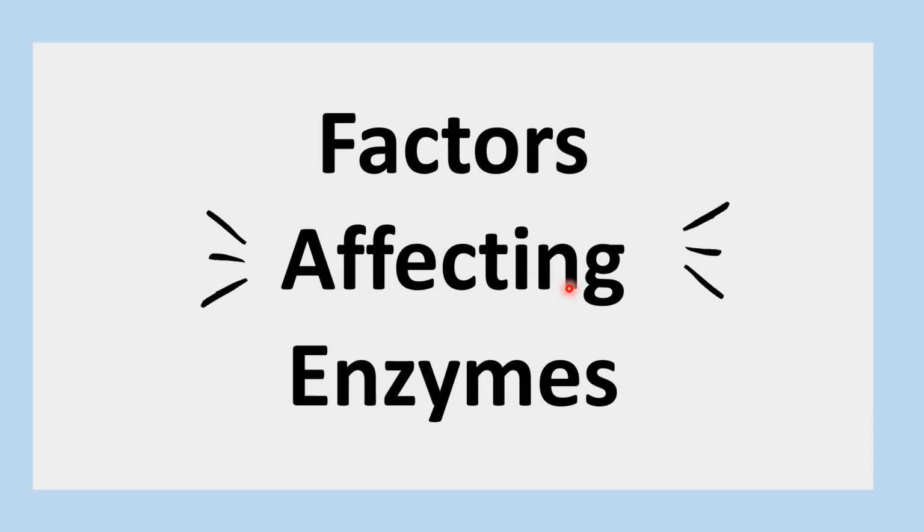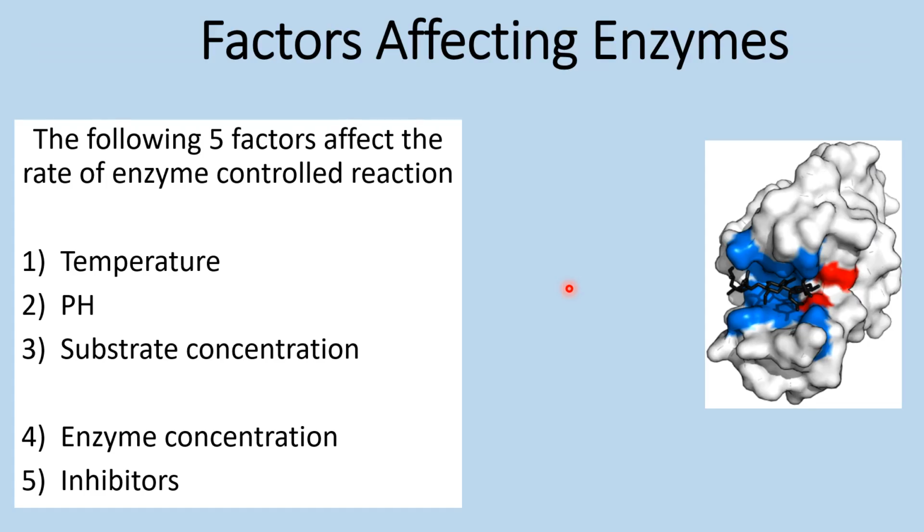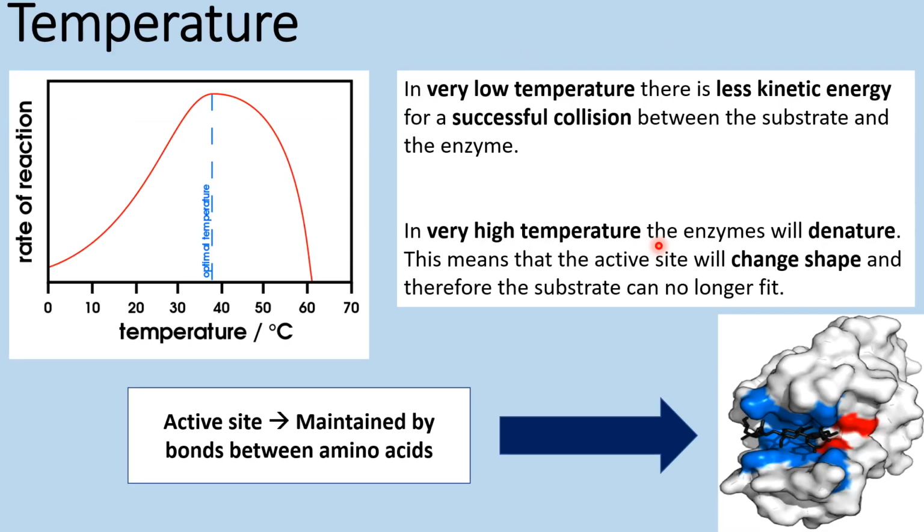Focusing on factors affecting enzymes. There are 5 factors that affect the rate of enzyme-controlled reactions: temperature, pH, substrate concentration, enzyme concentration, and inhibitors, 2 types of inhibitors. The key focus is really going to be on our active site. So this is the enzyme here, and the section in blue is highlighting the unique 3D shape of our active site. Let's start off with temperature.